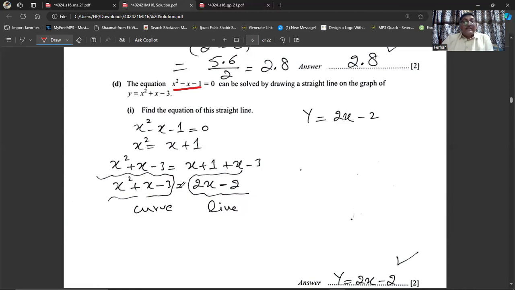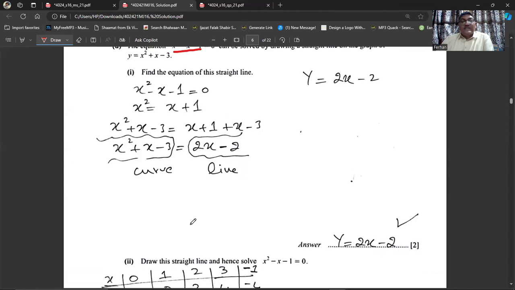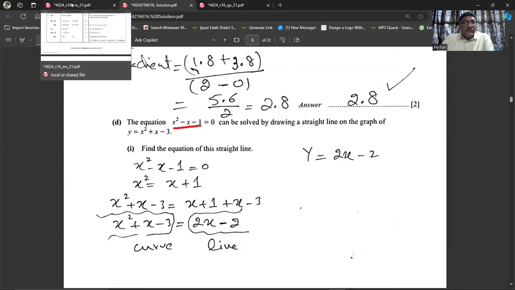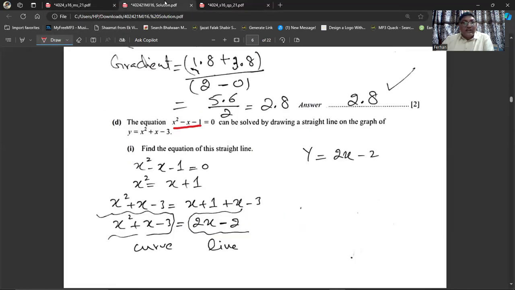So you will have x squared plus x minus 3. This is that main graph curve whose graph we have already drawn. Here you will have 2x minus 2. So I am making the left side of the given equation exactly like the equation whose main graph I have already drawn. On the right side, you have 2x minus 2. I will make this equal to y. So y is equal to 2x minus 2. This is the equation of that straight line.